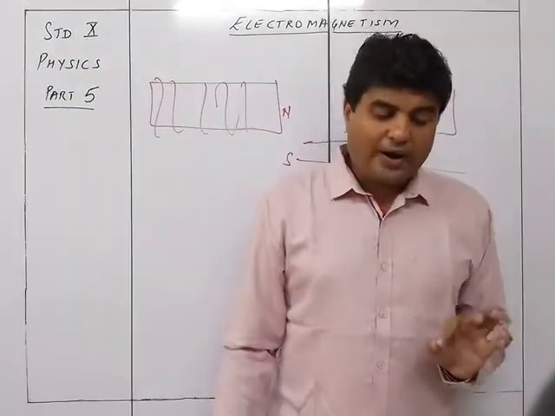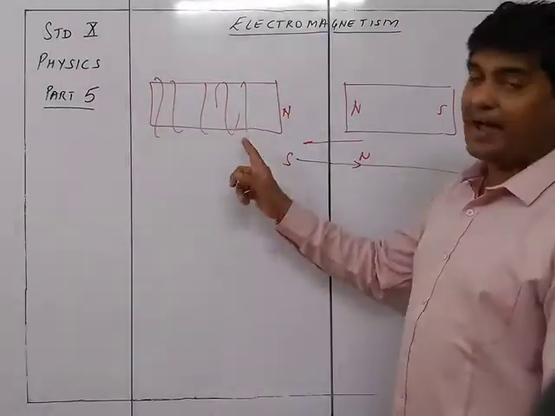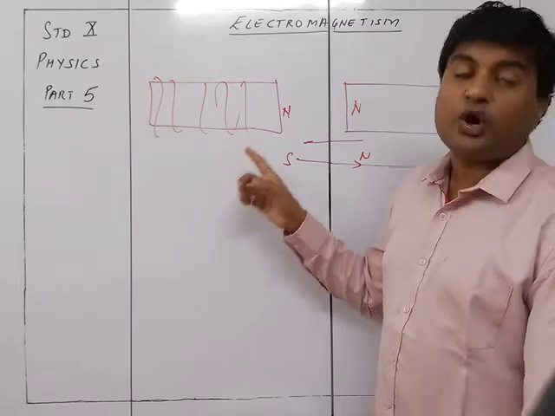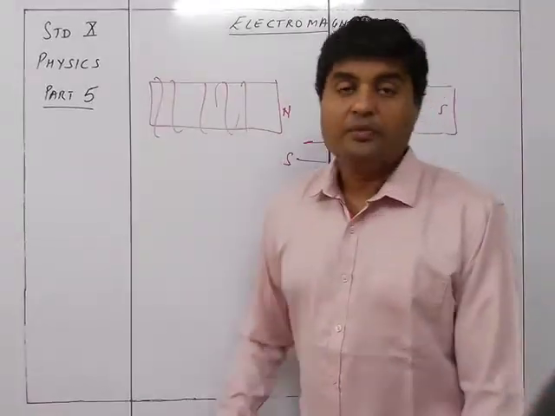That is, according to Lenz's law, the direction of the induced EMF or the induced current is such that it opposes the cause which produces it.